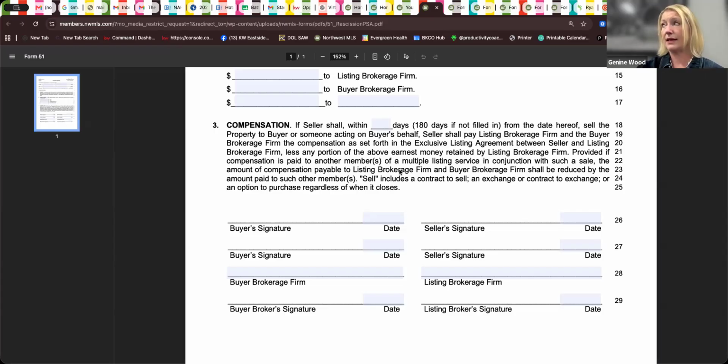I think I've covered everything. Does everybody understand the whole form? I really highly doubt it. My best recommendation is practice, practice, practice. Go through all kinds of scenarios. Grab another person from the office. Hey, you be the buyer, I'll be the seller broker. Let's work it. Let's do a deal.